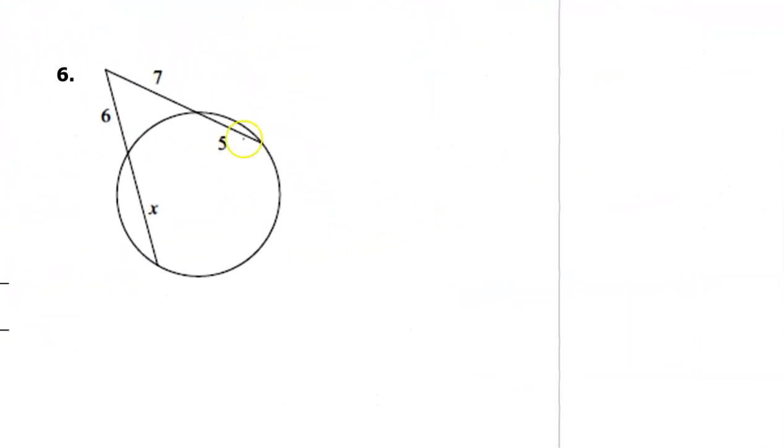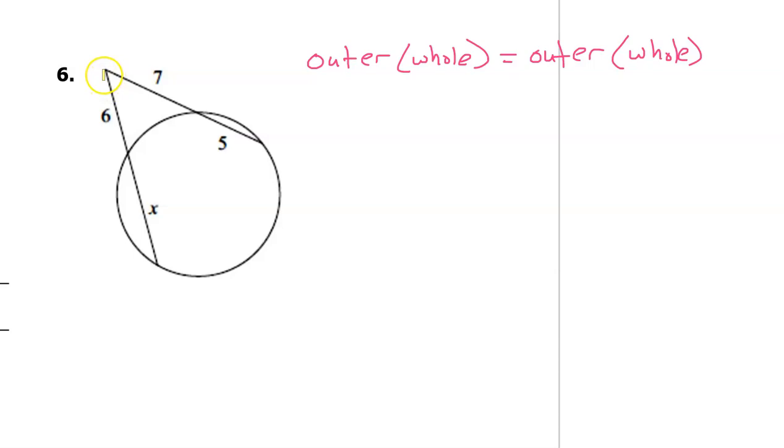All right, let's do the same thing for problem number 6. Remember, it's outer times whole is equal to outer times whole. And we will do one secant line at a time. So here is one secant line right here. The outer number is this 6. The whole thing is going to be x plus 6. You have to add these two together. So it's going to be 6 times x plus 6.